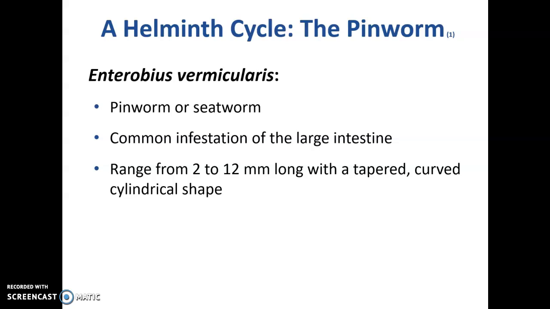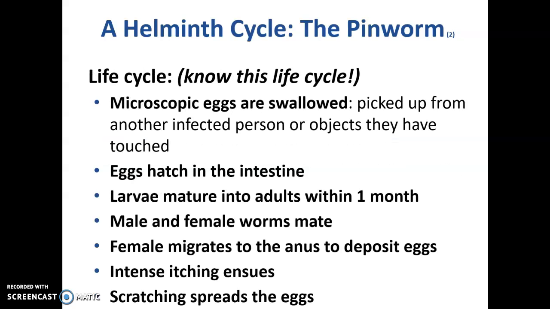So Enterobius vermicularis is the pinworm, or the seat worm. And some people refer to it as the seat worm. Common infestation of the large intestine. They range from 2 to 12 millimeters long with tapered, curved, cylindrical shapes. The life cycle of the pinworm, you should know this, so make sure that you're able to write this out for me on the test, because it's not going to be a matching or multiple choice. You're going to have to physically write down the life cycle of the pinworm. So how does it go from one point to another?